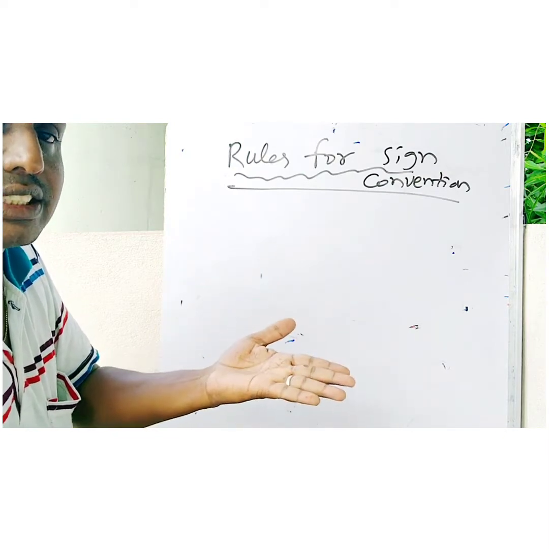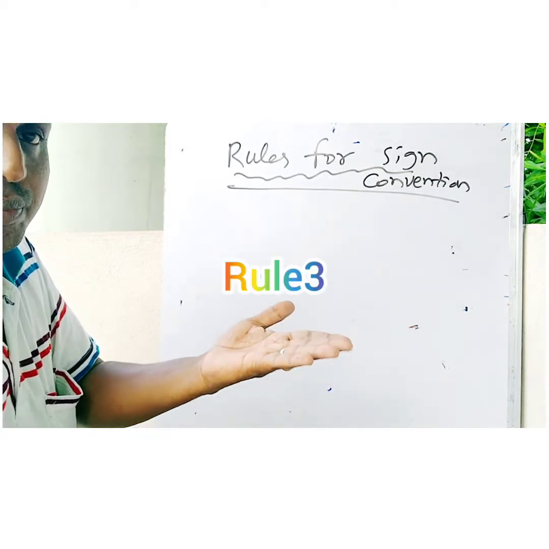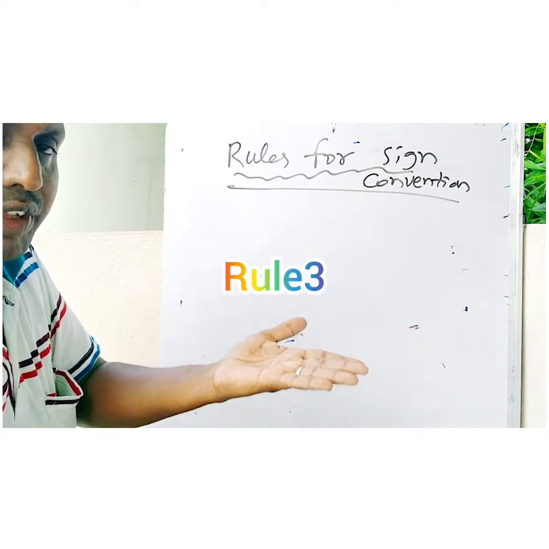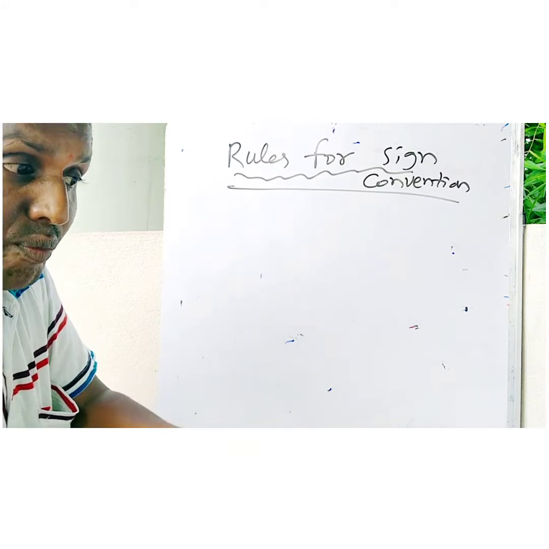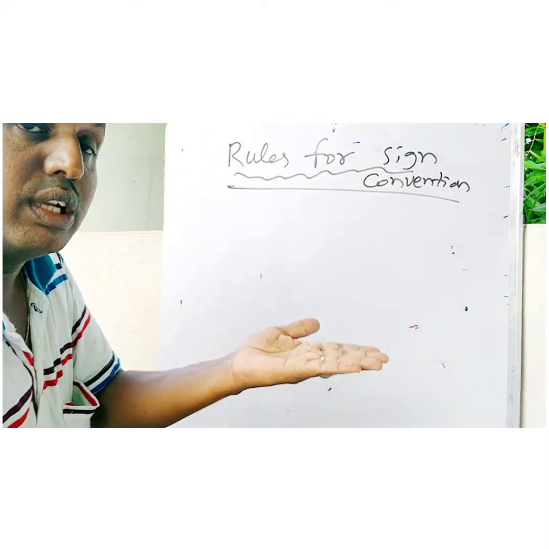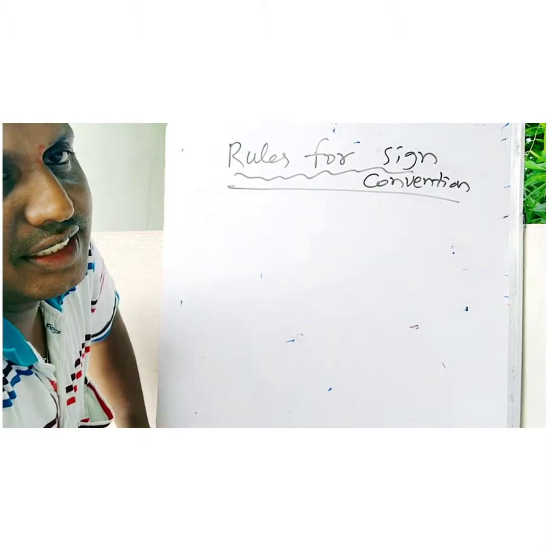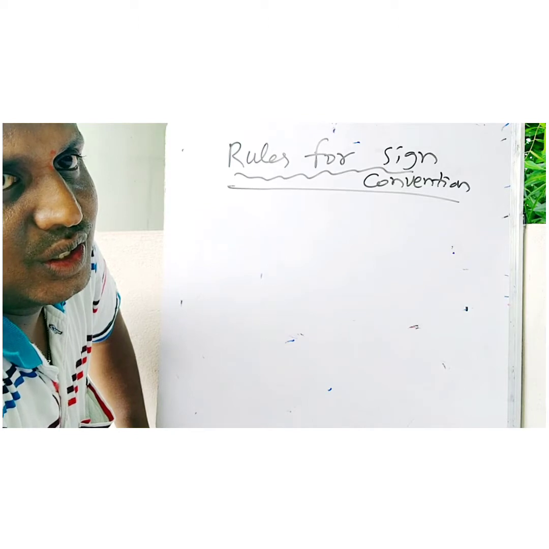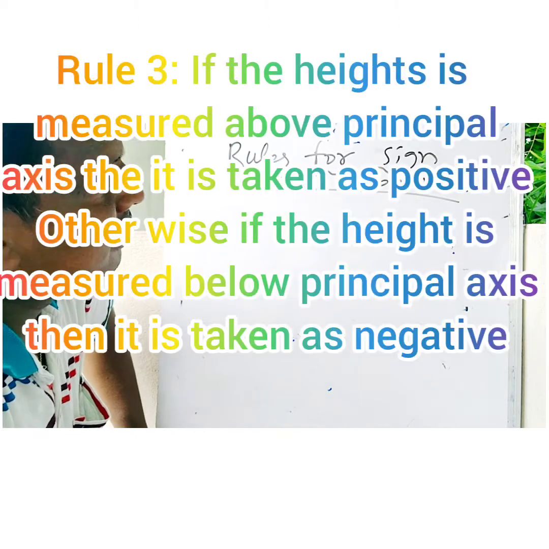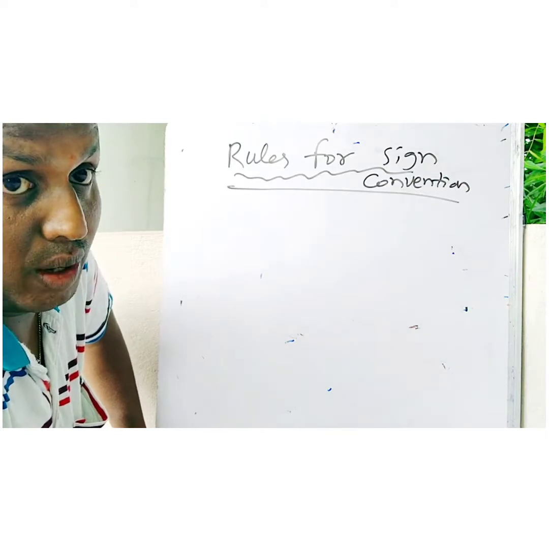Rule 3: if the heights of the object are measured above the principal axis, then they are taken as positive. Below the principal axis, they are taken as negative. These are the 3 rules for sign convention, important to solve problems.